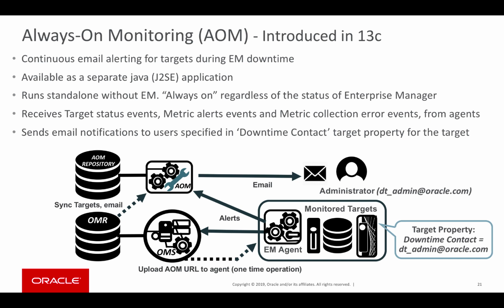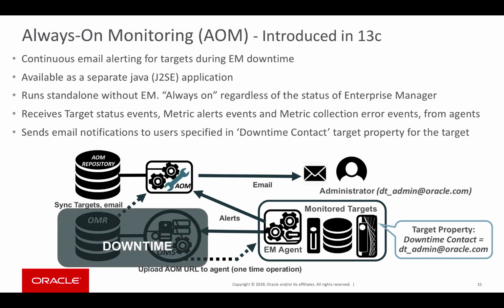The diagram on the bottom side of the screen shows the AOM architecture. You can see that AOM sits on top of the EM topology, having a dedicated repository. Agents send alert information to both AOM and OMS. AOM does not talk to OMS; it only synchronizes with OMR to get the email addresses of the downtime contacts and target metadata information. So it is completely independent from EM operation. Therefore, when EM is brought down for its planned downtime, AOM continues to run, receive alerts from agents, and send email notifications to administrators.